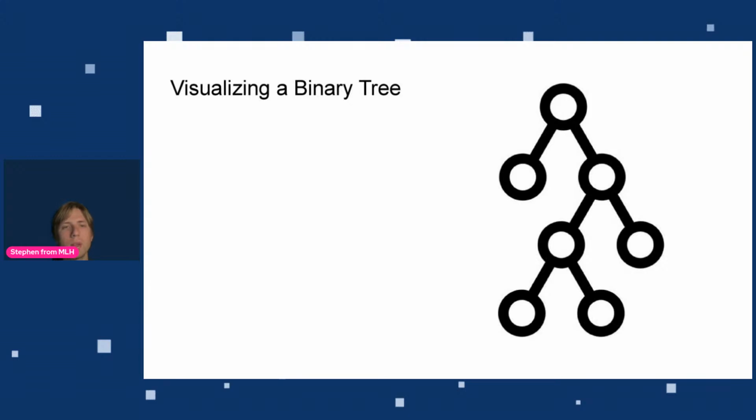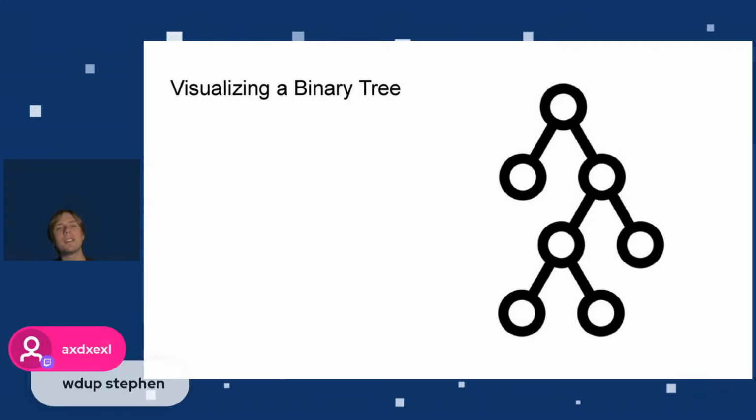There's one last one we could have, which is called an irregular binary tree. If it doesn't fit any of these, then it's irregular.